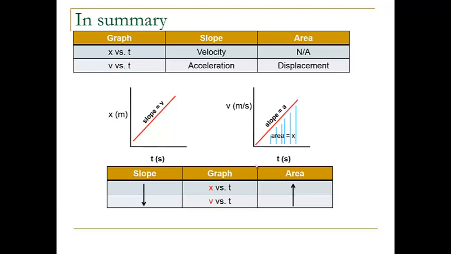Okay, and then this bottom graphic just shows the same thing. If you have a position versus time graph and you find your slope, it's going to give you your velocity. If you have a velocity versus time graph and you find your area, it's going to give you your displacement. So it's just different ways showing you the same thing, but it's so important for you to know how to interpret these graphs.